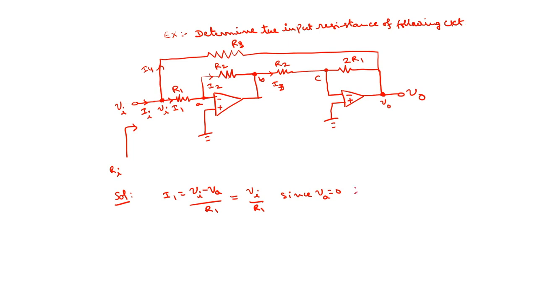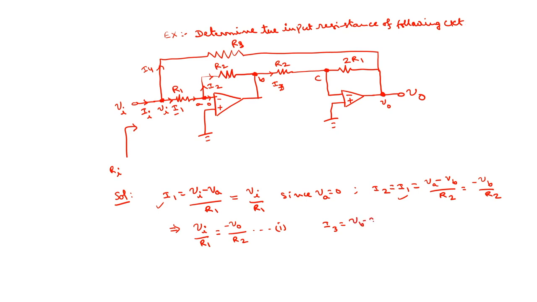Now, what about I2? This I2 here, because the current is 0, this current is I1, so I2 is equal to I1. This is equal to, from here to here, this is 0 volts, that is VA in fact minus VB divided by R2, but this is equal to minus VB by R2 because VA is 0. So, if I equate this, this is also I1, this is also I1. That implies VI divided by R1 is equal to minus VB by R2. This is one expression. Now from B to C, what is the expression for I3? VB minus VC divided by R2. That is equal to VB by R2, because VC is 0 because of this virtual ground concept.